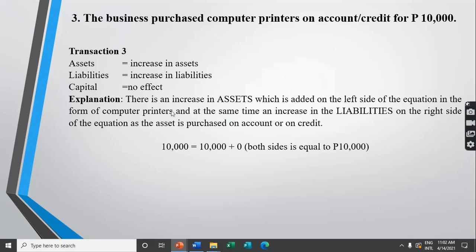Okay? There is an increase in assets which is added on the left side. 10,000 na computer printers. In the form of computer printers, and at the same time, an increase in the liabilities on the right side on the equation as the asset is purchased on account or on credit. Ayan. Nag-increase siya sa liabilities mo kasi nagkaroon ka ng utang. Okay?